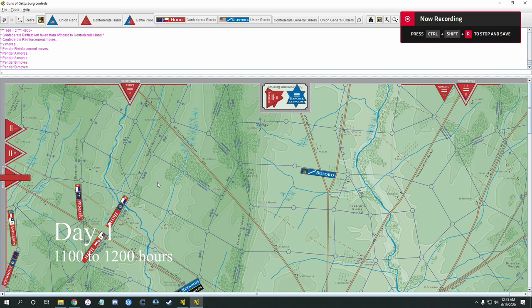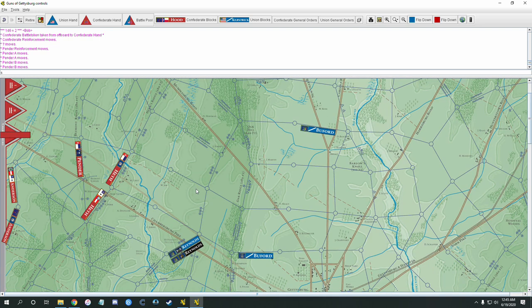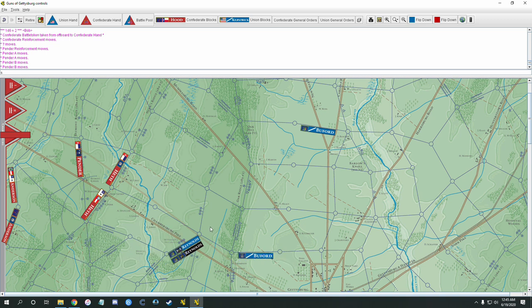All right, this is the 11 o'clock to 12 o'clock report, day one. So a couple of things have happened. We had Reynolds' group come up here. Now the Iron Brigade's up here. And of course, this is supposed to be hidden information, so I rolled to see if Reynolds would attack. He is not going to attack. He's going to hold fast here. Heth did not attack when he had the chance to. He decided to wait for reinforcements, and they did arrive.